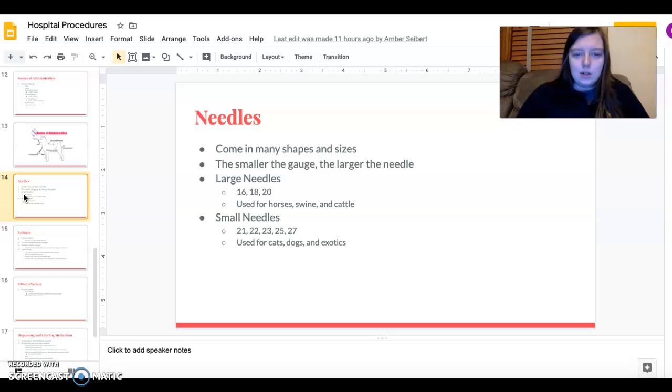When we're talking about needles, they come in many shapes and sizes. The smaller the gauge, the larger the needle. So large needles are going to be like a 16, 18, 20 gauge. These are going to be used for horses, swine, and cattle. And smaller needles are going to be 21, 22, 23, 25, and 27. Those are going to be used for our cats, dogs, and exotics.